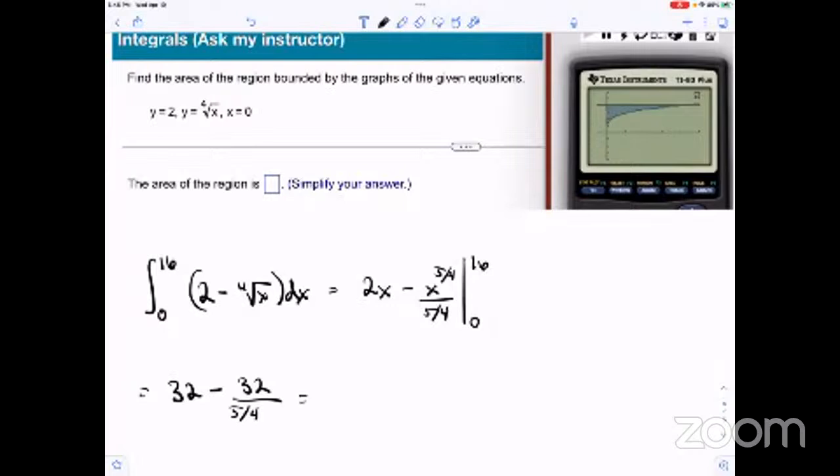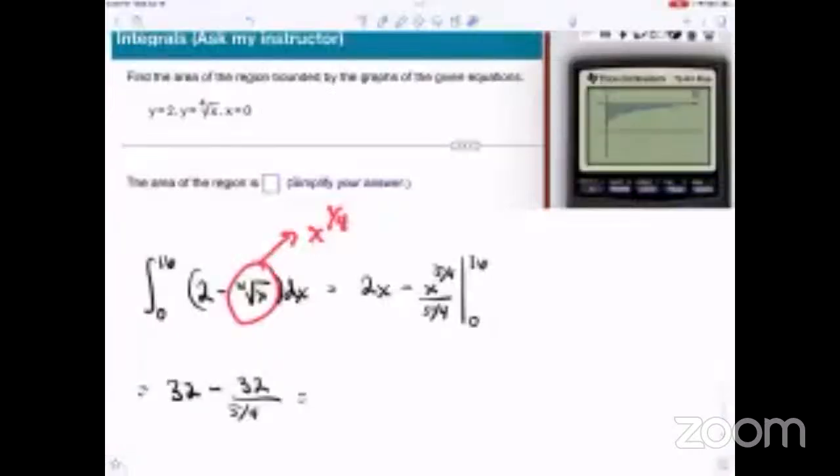How'd you get x to the 5/4 power over 5/4? Right here, right? So we have this fourth root of x. That's the same as x to the power of 1/4. So then when we integrate, we're adding 1 to that power. So 1/4 plus 4/4 gives us 5/4. Then we have to divide by the new power.